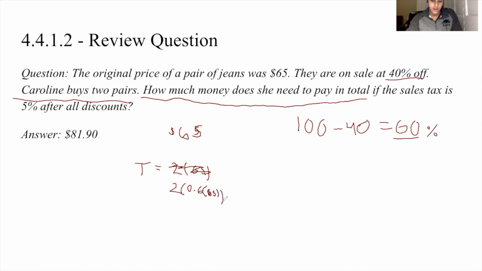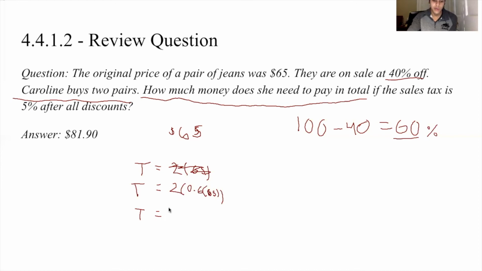65. So the total price is going to be 2 times 0.6, or 60% of $65. And then there's one more thing it says in the question: if the sales tax is 5% after all discounts. And for those of you who don't know what a sales tax is, it just means you're going to add that percent to the total. So it's going to be 5%. So after she takes all the discounts, your total amount will be 5% greater.